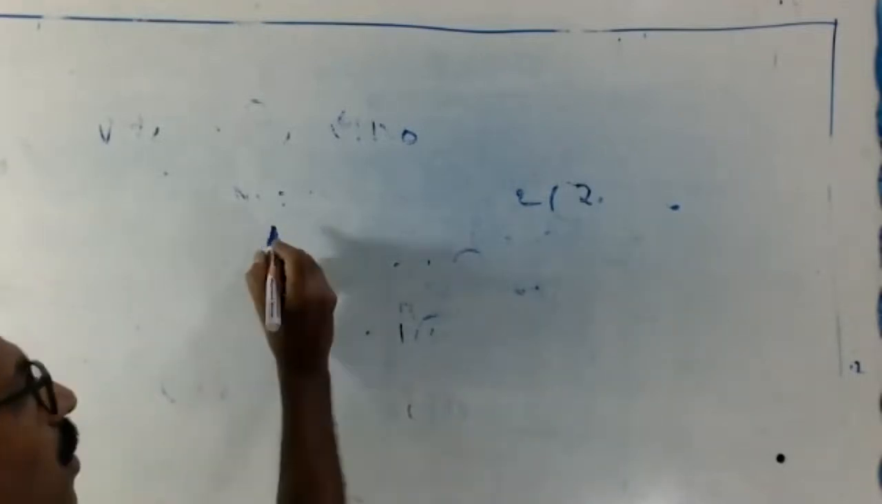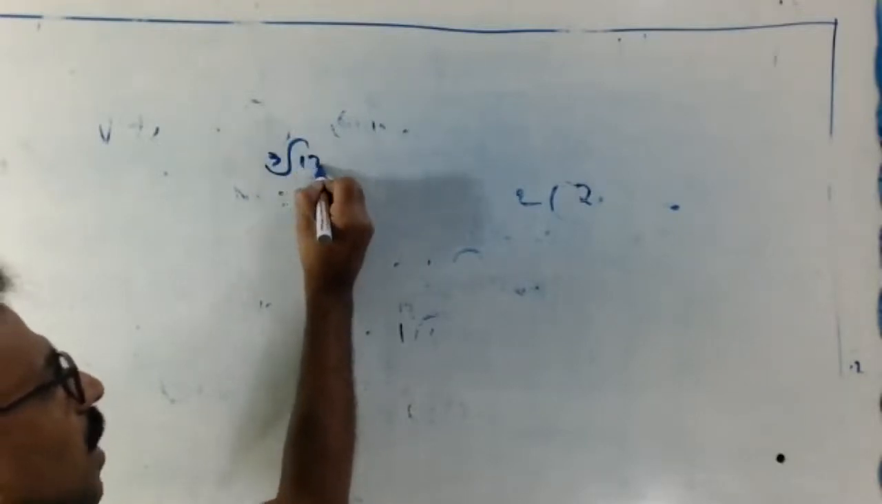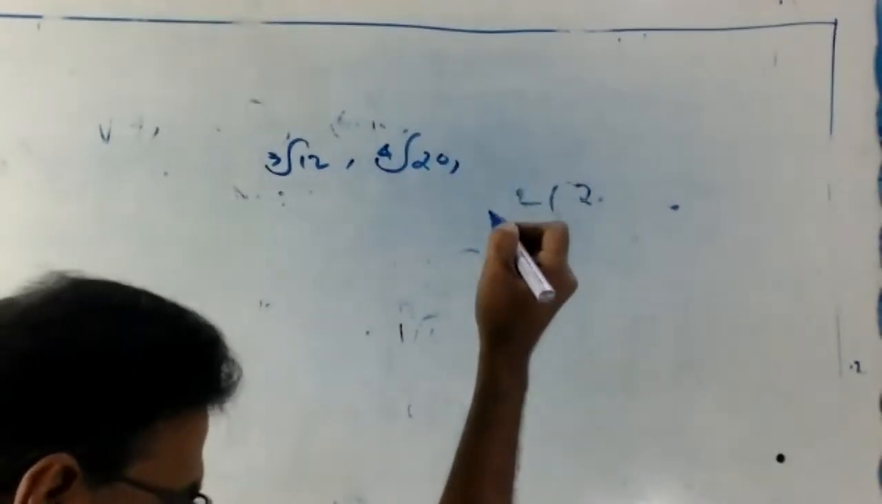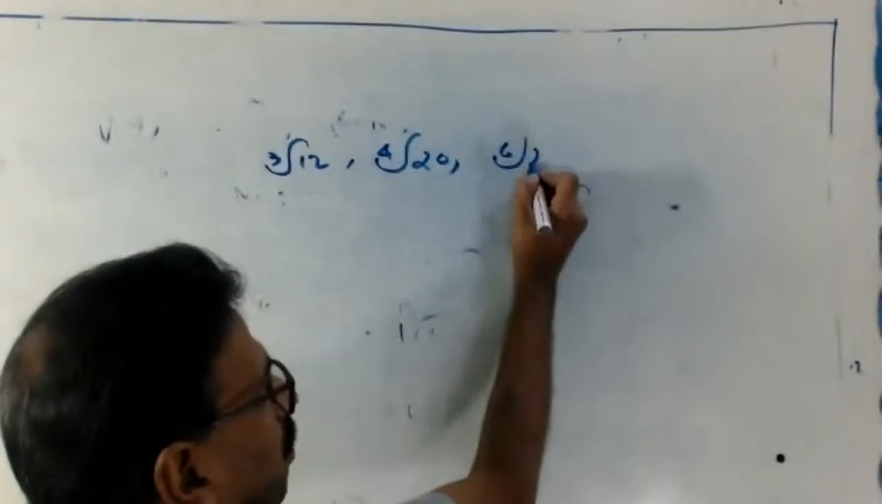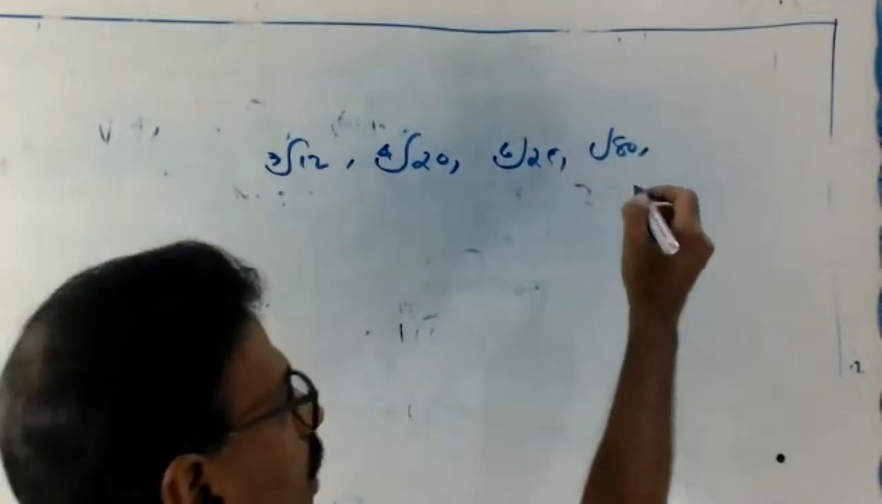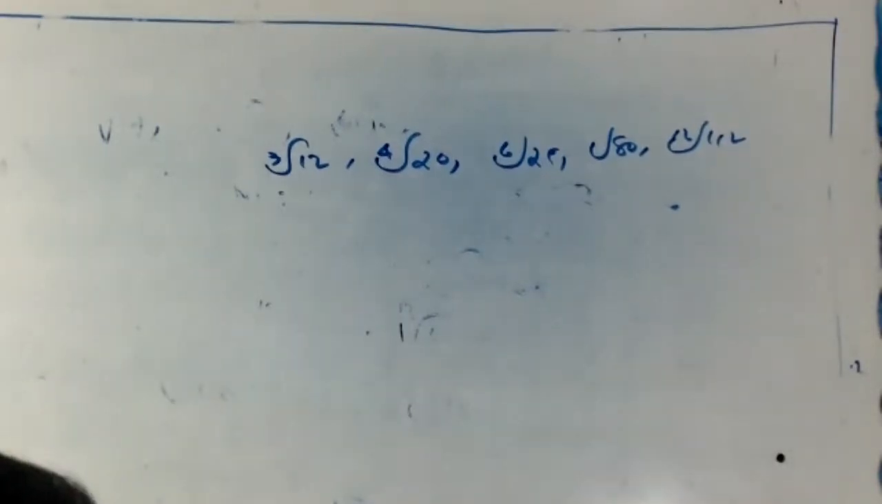Okay, now try this question. Cube root of 12, fourth root of 20, sixth root of 25, root of 80, 12th root of 112. I'll read again. Cube root of 12, fourth root of 20, sixth root of 25, root of 80, 12th root of 112.